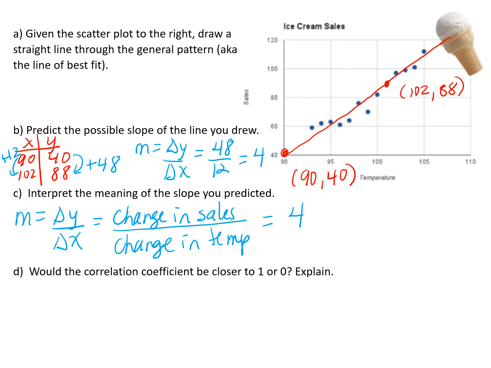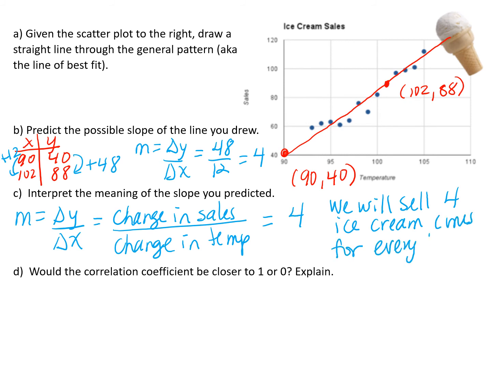So the way I read this is we will sell 4 ice cream cones for every 1 degree increase in temperature. And if you're like, where did the 1 come from? Remember, 4 can be 4 over 1. So 4 more ice cream cones every time the temperature goes up a degree.